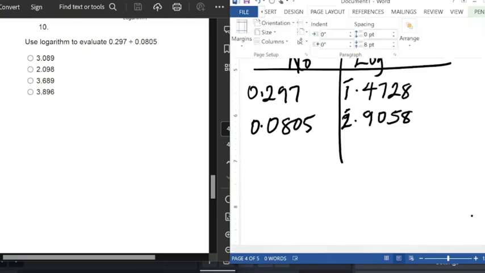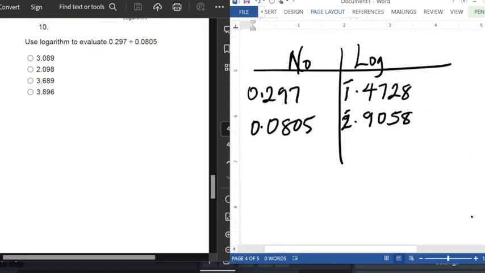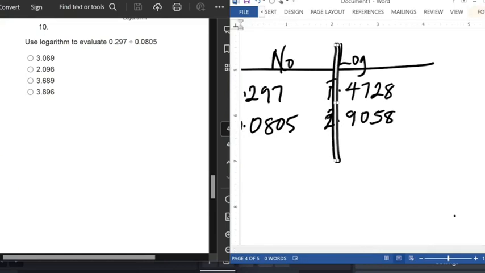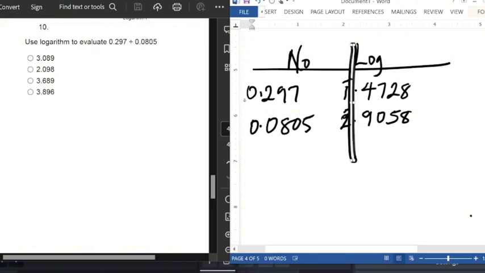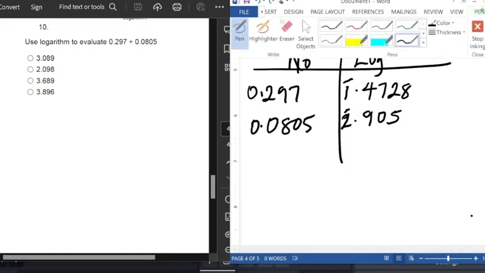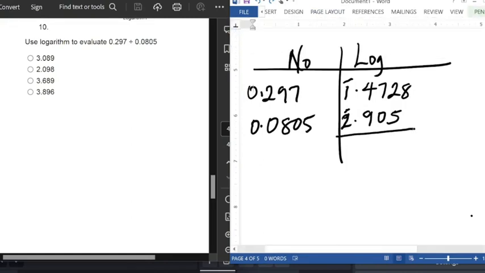So that's the next thing we're going to do now. That gives 4728, and the second one is 9058. Since what we have between the two numbers is division, we are going to subtract, right?